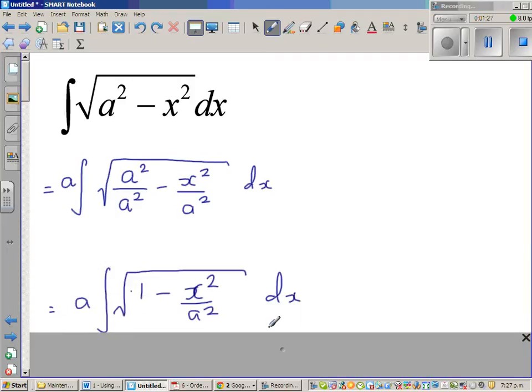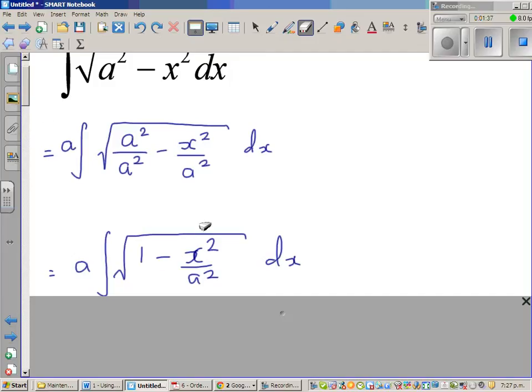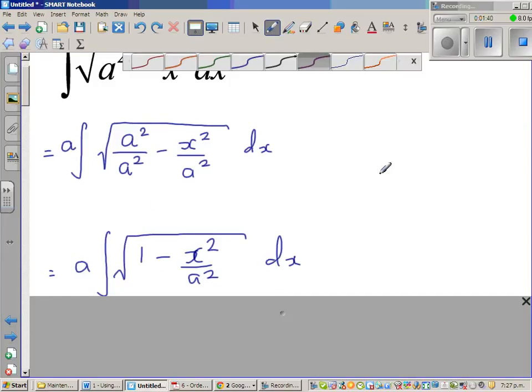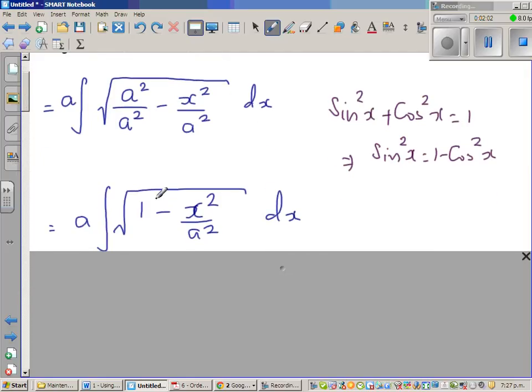So the next step would look like this. That is a times the square root of, this is not a decimal, so this is 1 minus x squared over a squared. Now, I hope you know the trig identity sine squared x plus cos squared x is equal to 1, which implies sine squared x is 1 minus cos squared x, or cos squared x is 1 minus sine squared x. So that's the reason I want a 1 here.